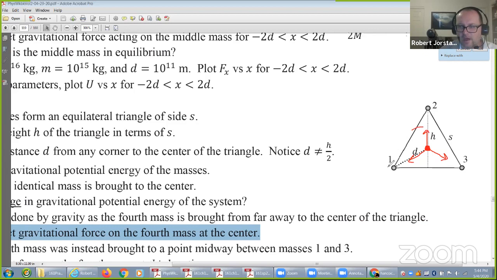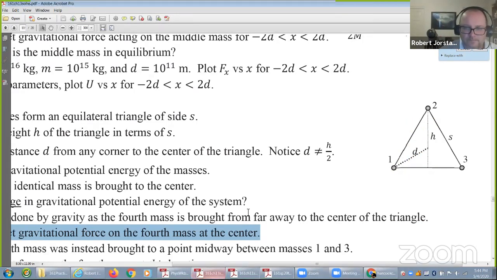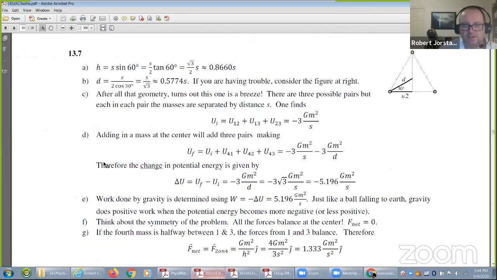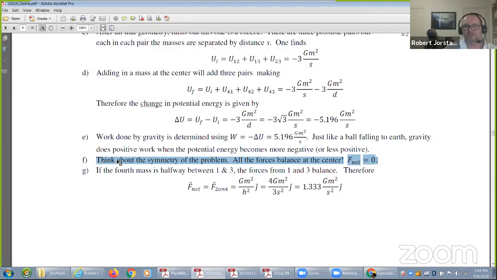Hopefully you see right away, net force is 0. So knowing symmetry is a good trick. Knowing symmetry is a good trick.